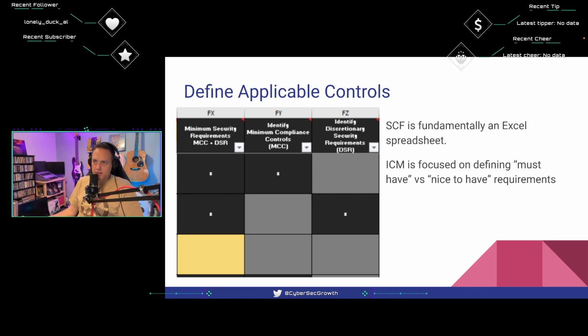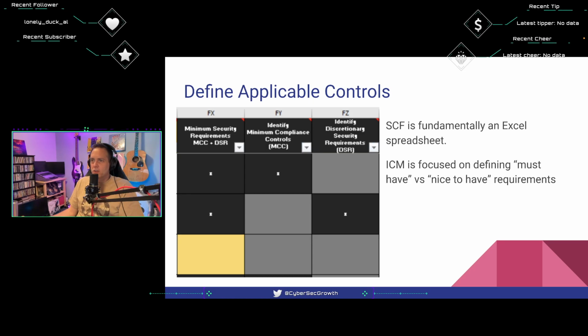The SCF is fundamentally an Excel spreadsheet. Therefore, you can use your Excel skills to manually filter the requirements. If you are comfortable with Excel, it'll take you like 5 or 10 minutes to do this filtering based on what you need to map to. So here's a cool thing. You don't need to build this. It's just, grab the file, download it, and then filter to your needs.